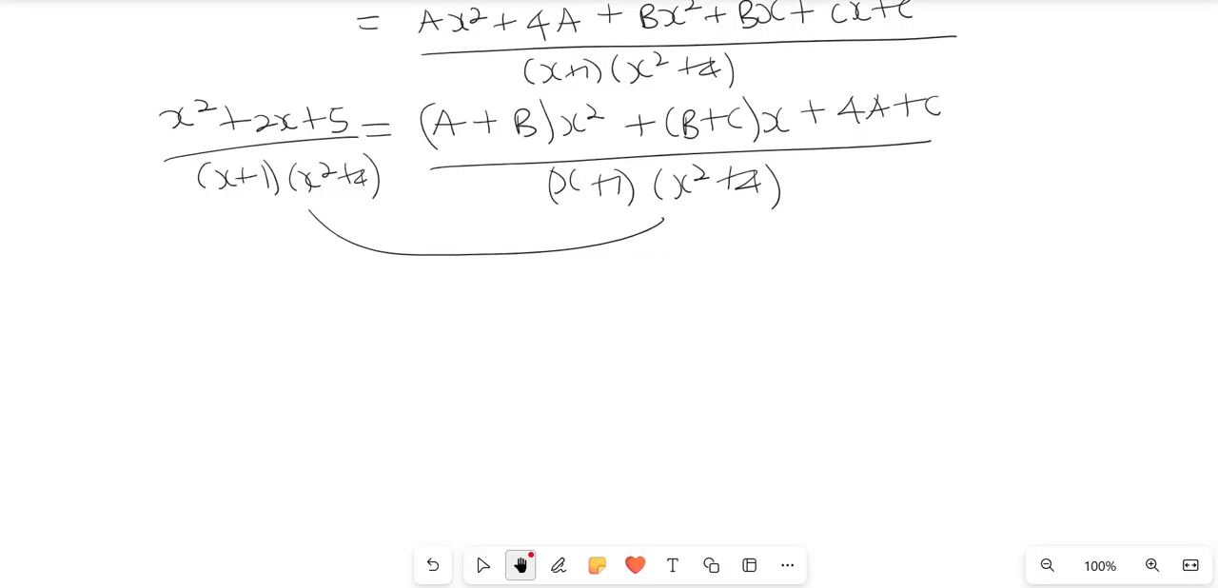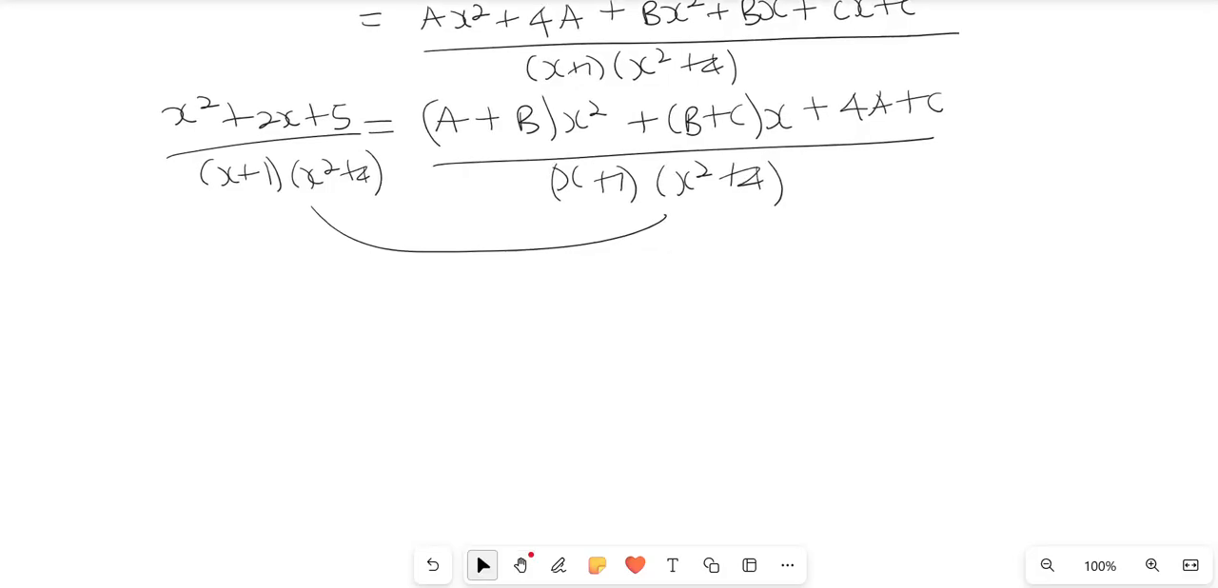So we just do comparison. The coefficient of x squared on the left hand side is 1. The coefficient of x squared on the right hand side is a plus b. So by comparison, a plus b should be equal to 1. We call this equation 1. Next, the coefficient of x on the left hand side is 2, and on the right hand side it is b plus c. So b plus c should be equal to 2. You can call this equation 2.